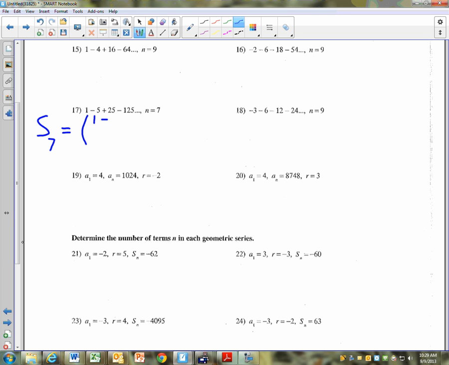Got to use a negative because it's alternating between positive and negative every time. So I take negative 5 to the 7th power divided by 1 minus negative 5. So what we have here is, what is negative 5 to the 7th? So we're going to have 78,126 when we add 1 to it. And you divide by 6.